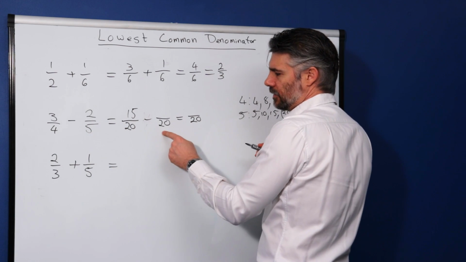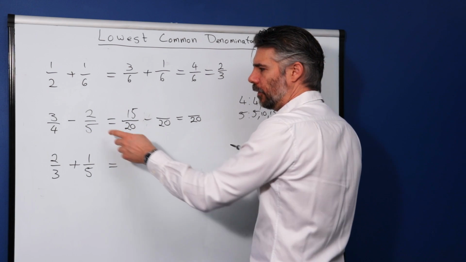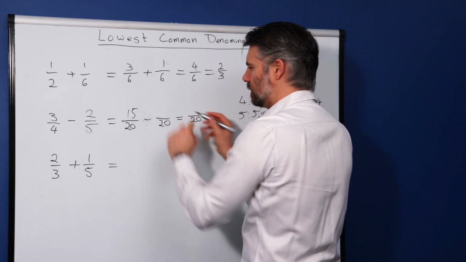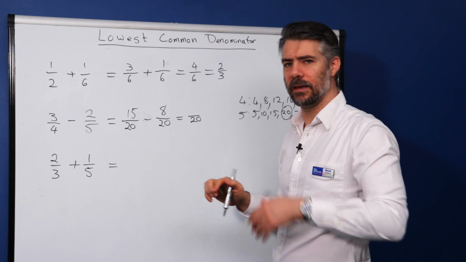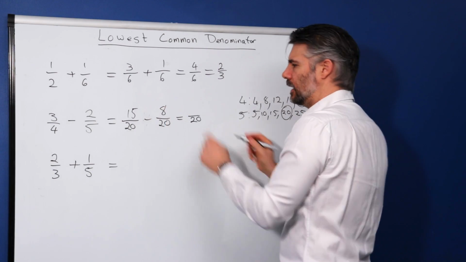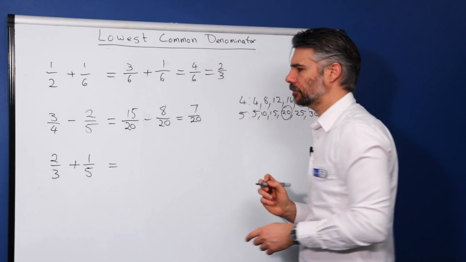What do I do to this 5 to make it 20? I multiply it by 4. I do the same to the top. 2 times 4 is 8. Now that our denominators are the same, it's a straight subtraction. 15 minus 8 is 7.